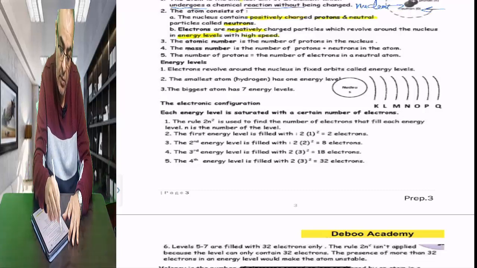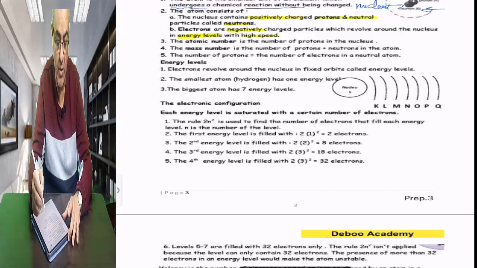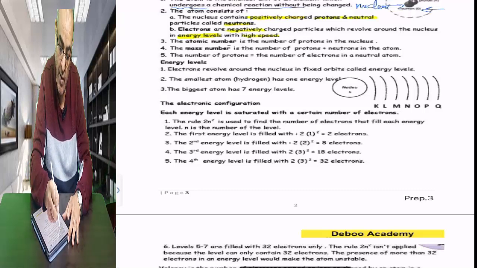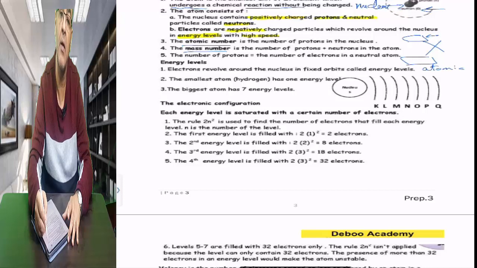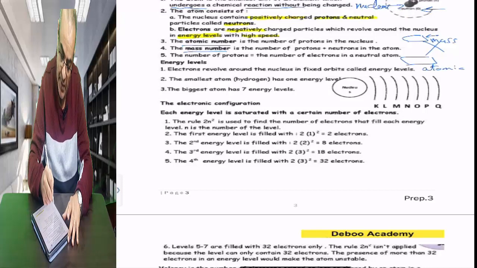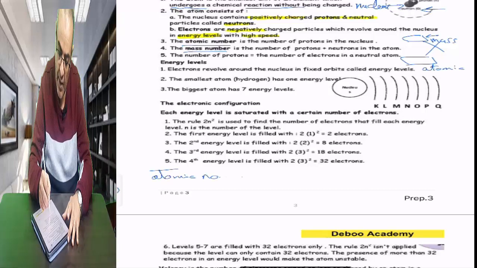We have two definitions related to the atom, which are the atomic number and the mass number. If we have the symbol of any atom, at the bottom of this symbol is the atomic number, and at the top of this symbol we find the mass number. The atomic number, we said, is the number of positive protons or negative electrons.